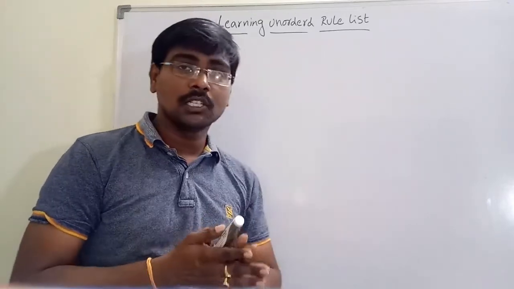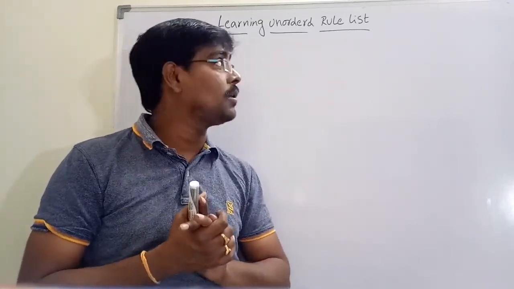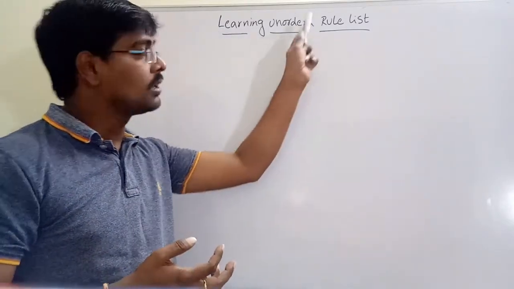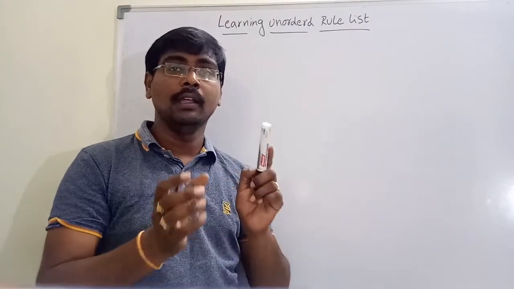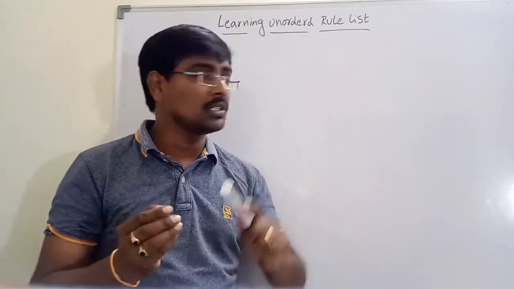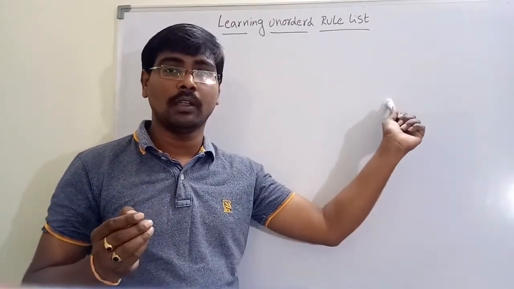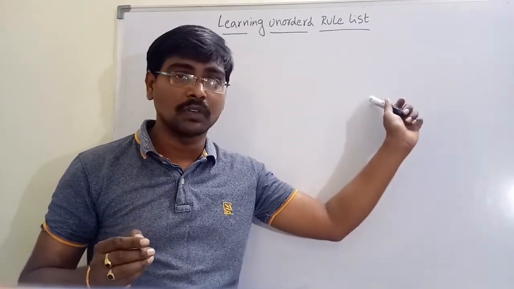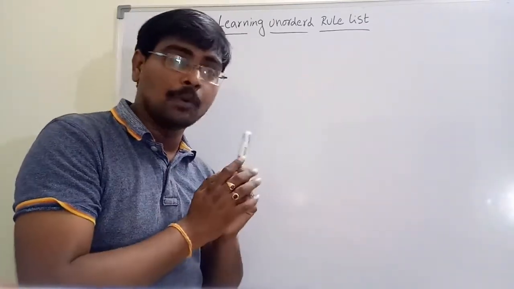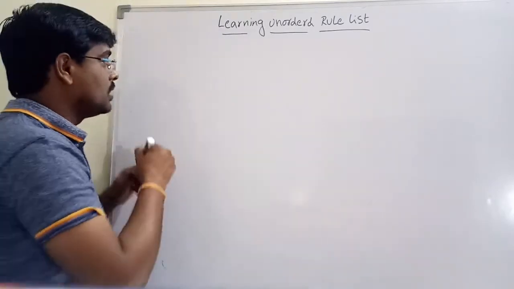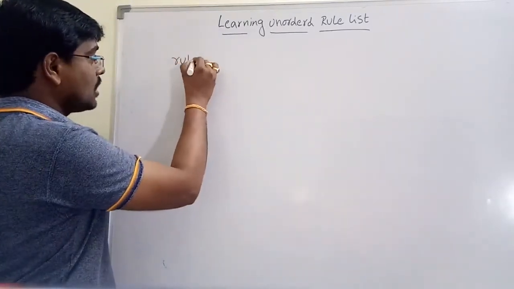In the previous sessions, we had discussed one type of rule model, that is learning ordered rule list. In that approach, we define a rule, predict the examples that satisfy the rule, and group them as a class. But this is completely opposite to the previous one. In this, how are the rules learned?